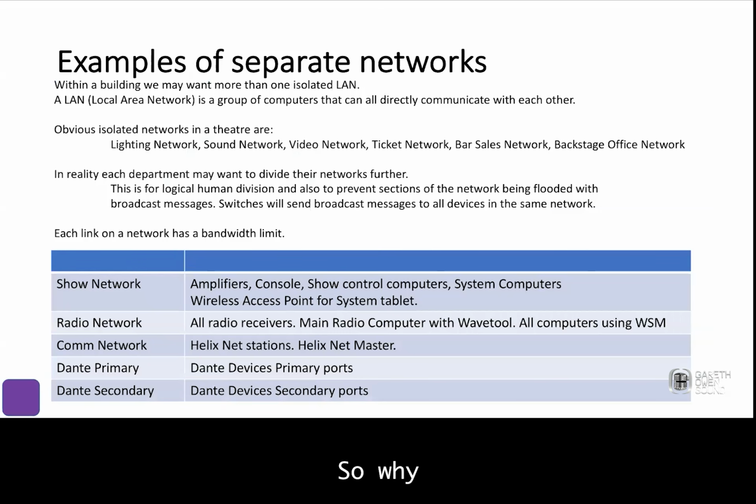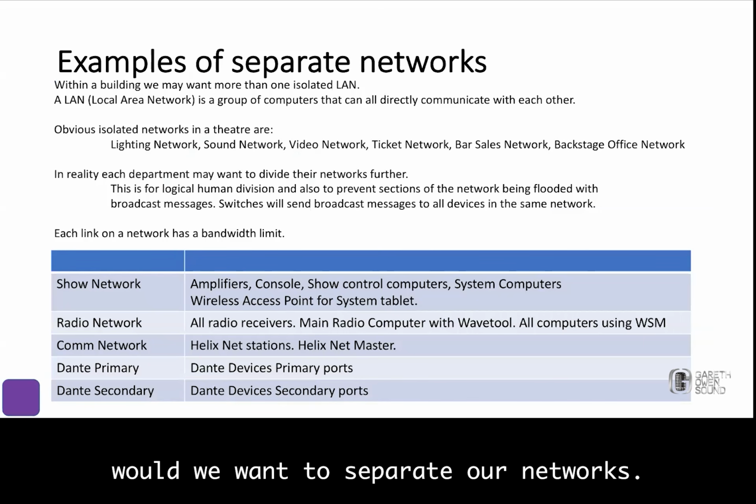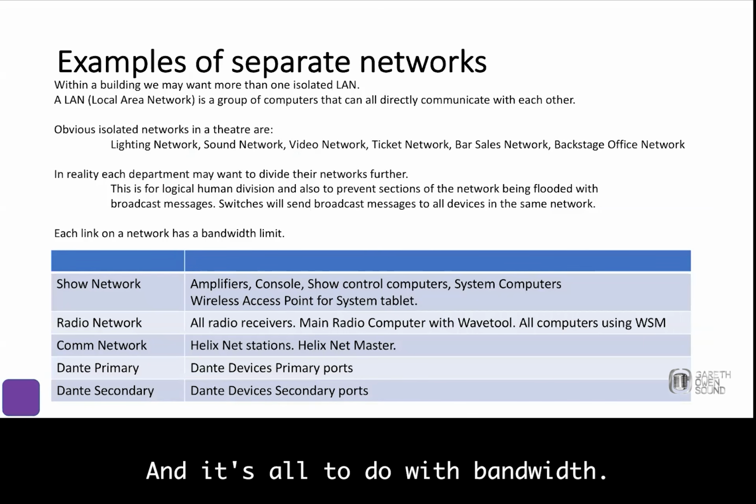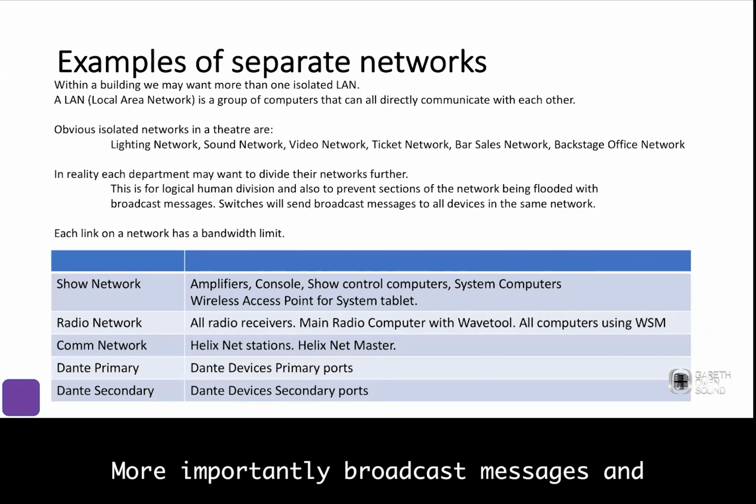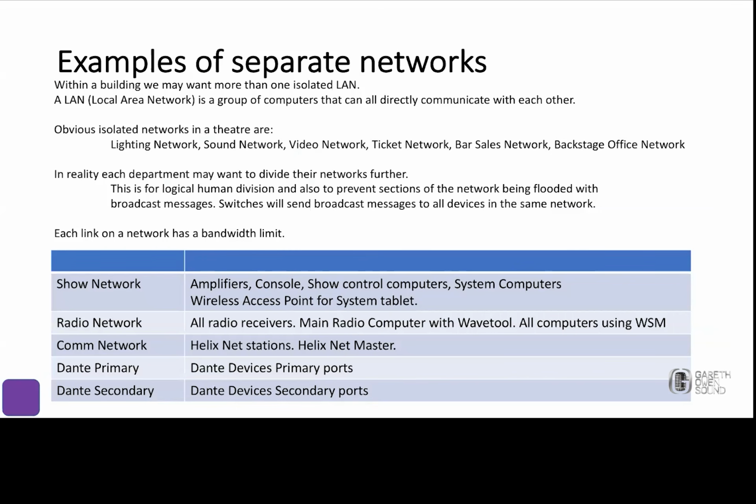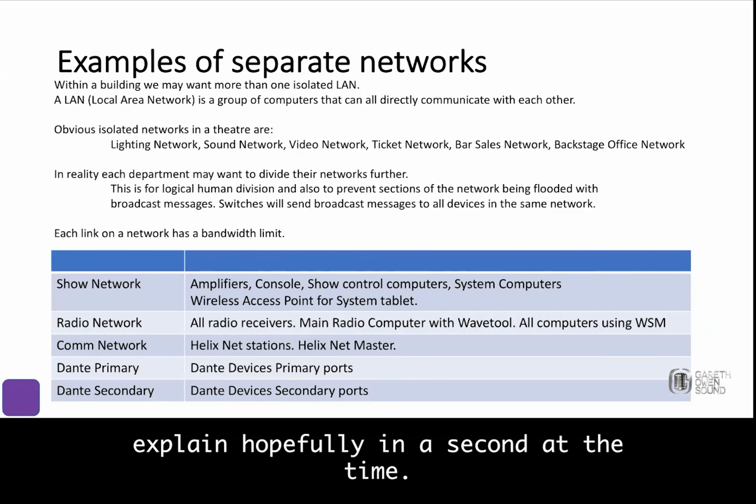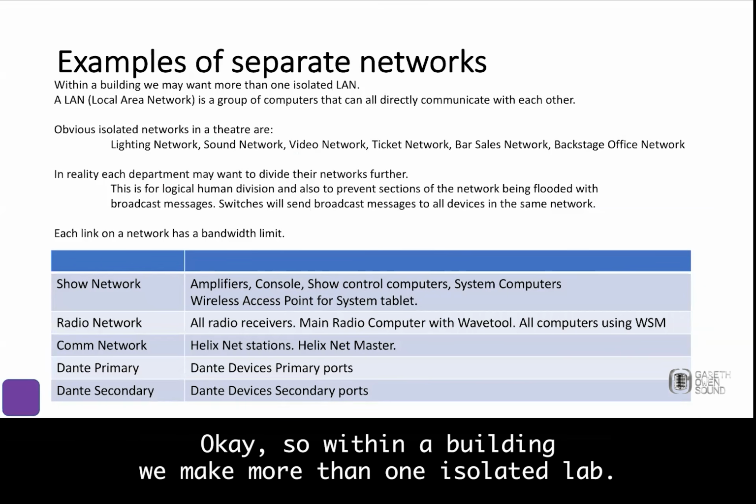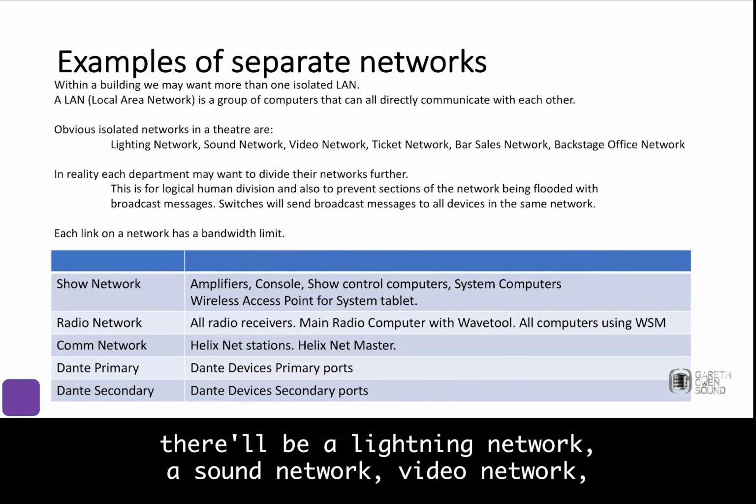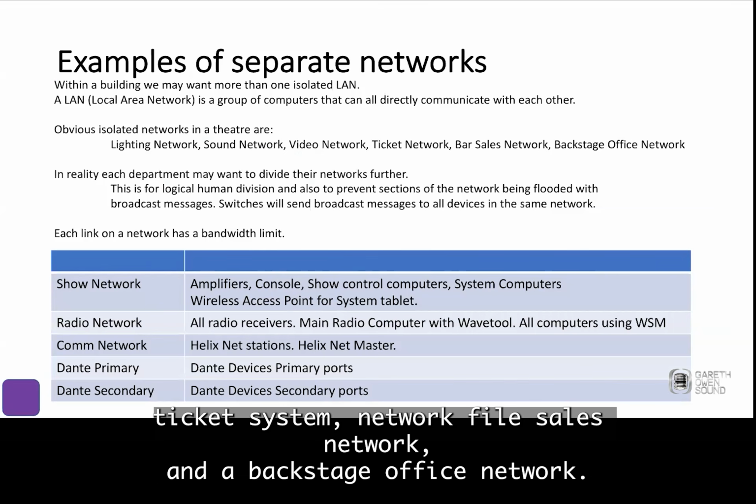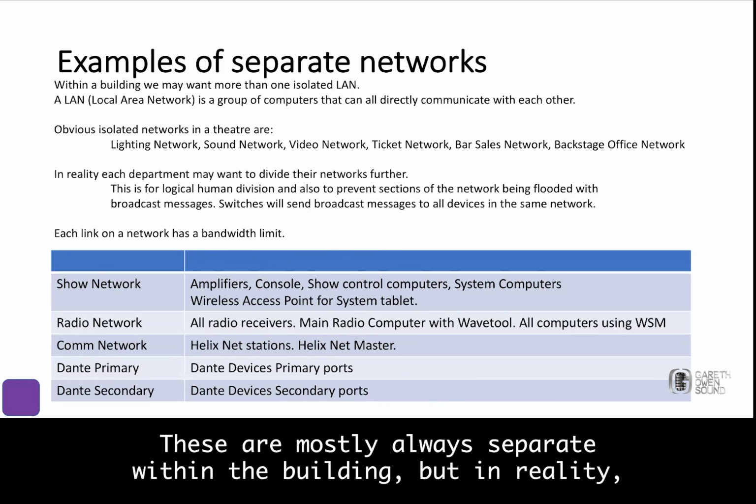So why would we want to separate our networks? It's all to do with bandwidth, and more importantly, broadcast messages. Within a building, we make more than one isolated LAN. Thinking from a technical point of view, on a show there'll be a lighting network, a sound network, a video network, the ticket system network, a bar sales network, and a backstage office network. These are mostly always separate within a building.